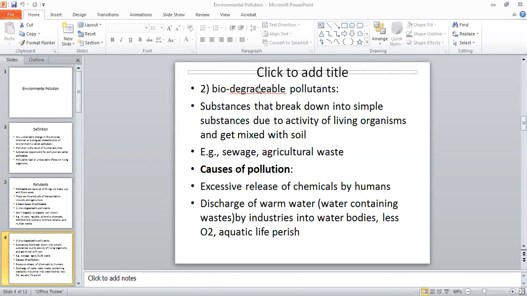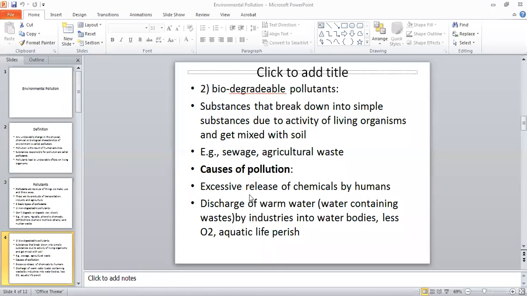And when they break down into simple substances, they get mixed with the soil, serve as nutrients, and are used by certain plants, etc. For example, sewage and agricultural waste, when added to the soil, will be broken down by the organisms living in the soil into simpler substances.